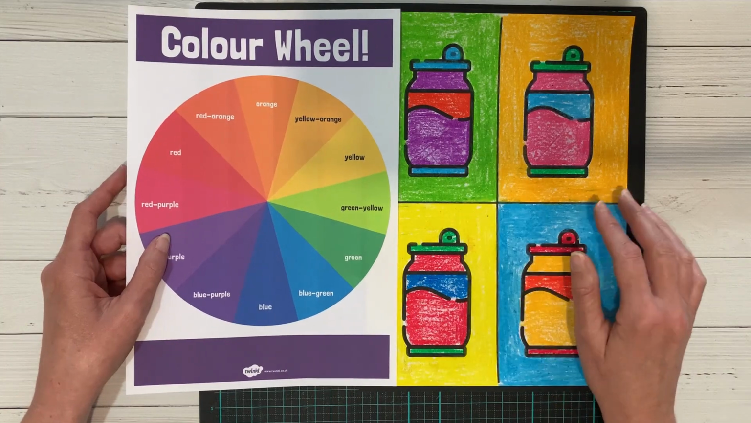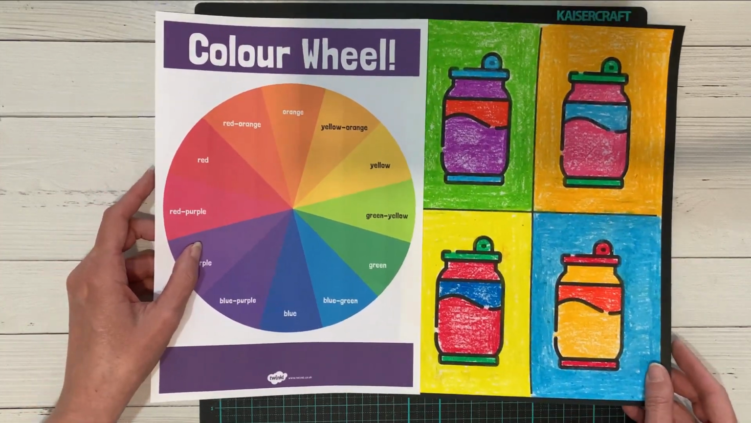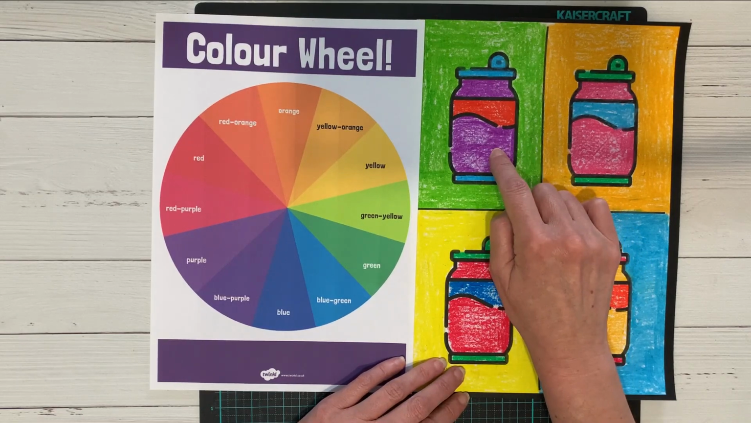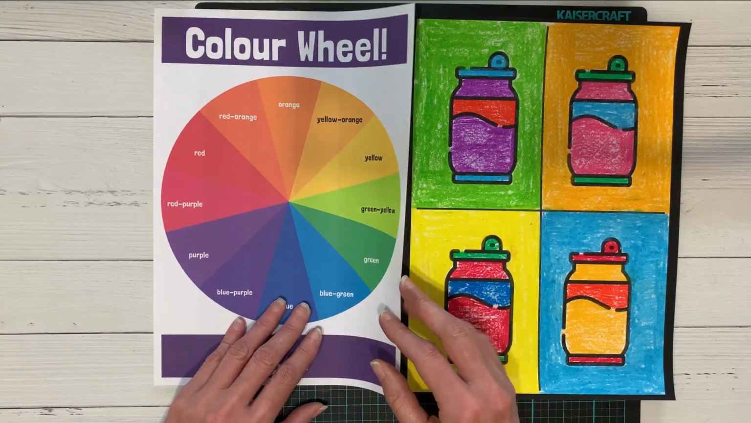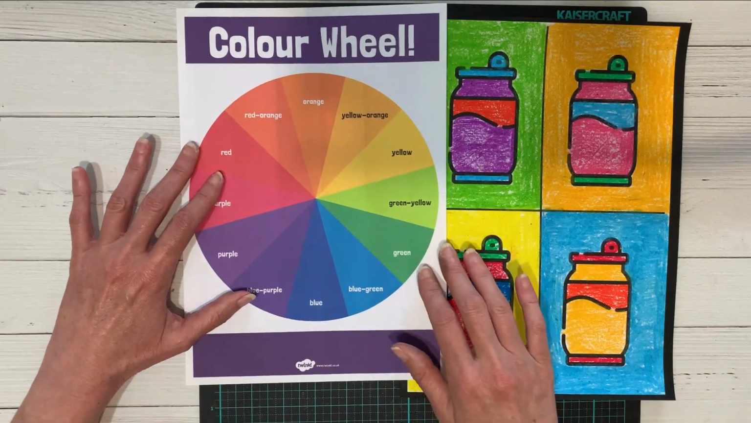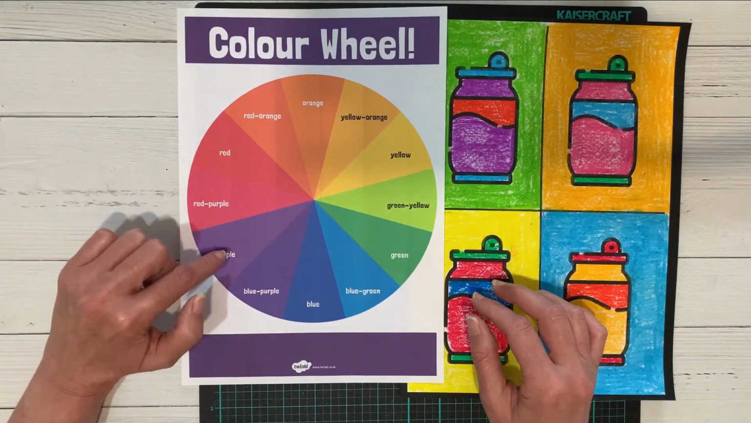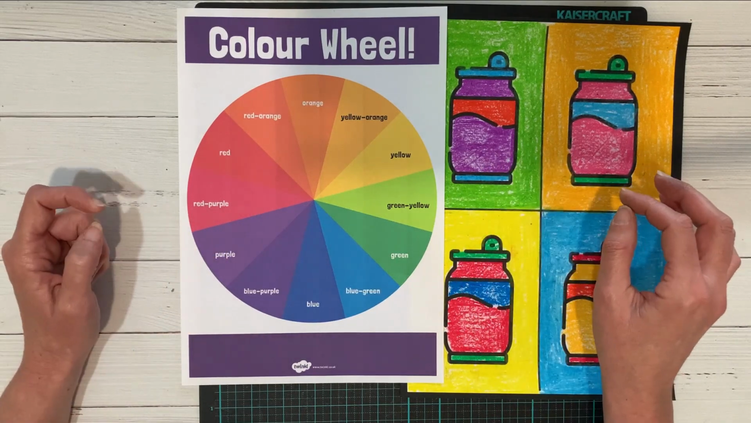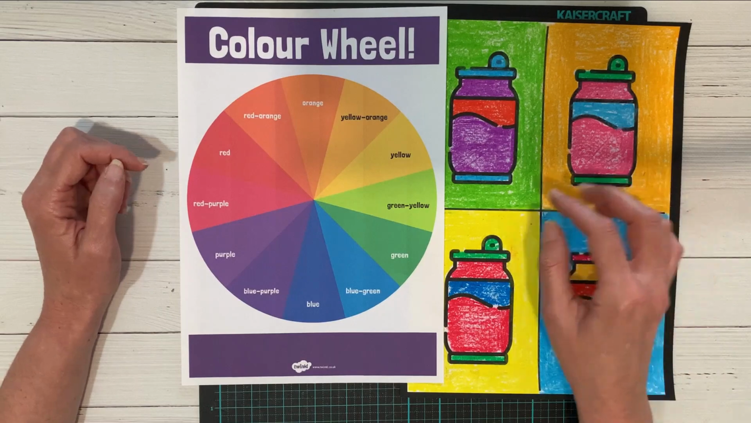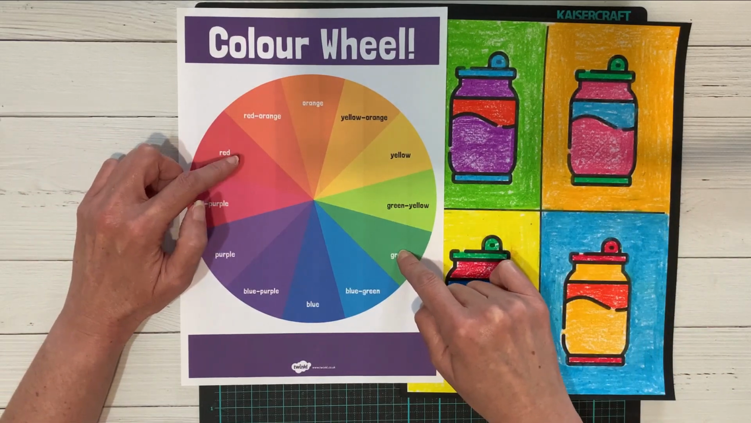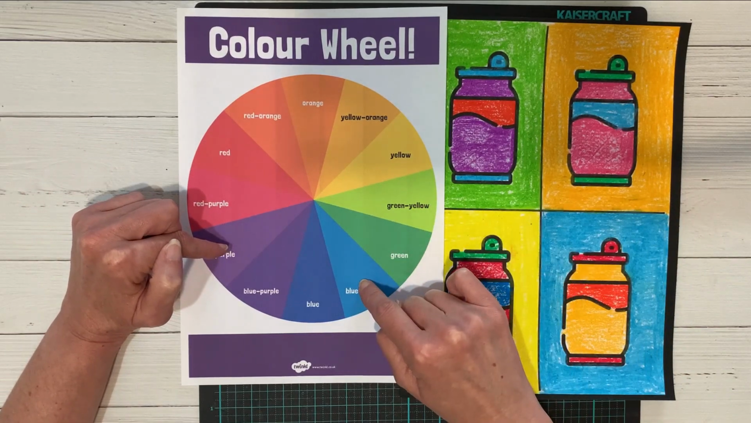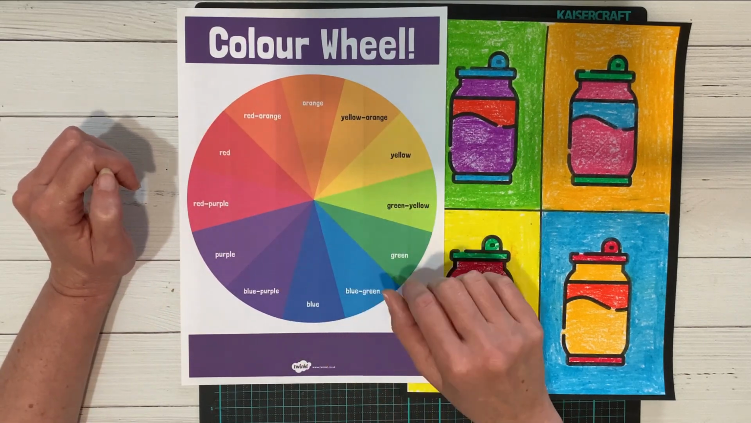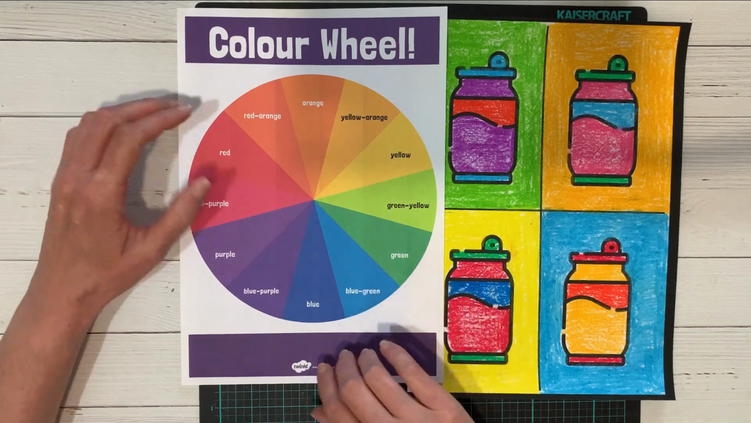In this first example, you'll see that I've got in my background green, I've got purple, red and blue. In the colour wheel, you can see that these colours are opposite each other on the colour wheel. So I've got red and green, and I've got blue, and I've got a reddy orange colour. And these are very harmonious together.